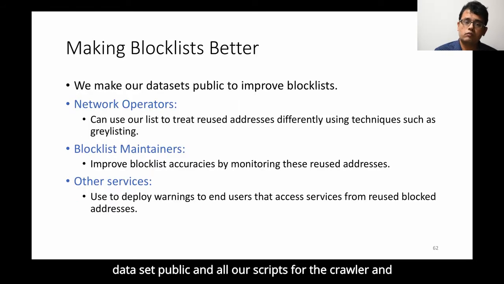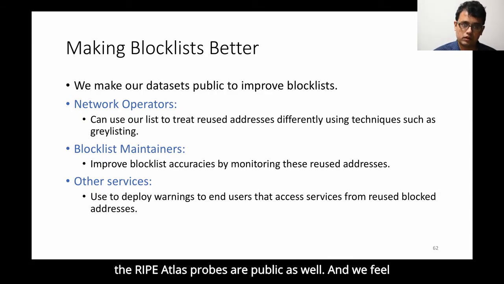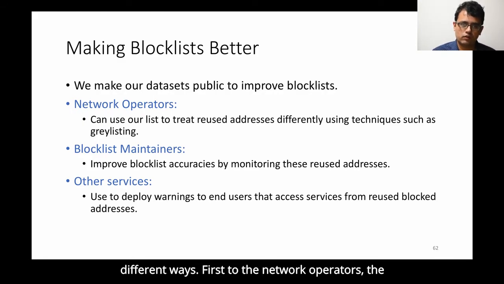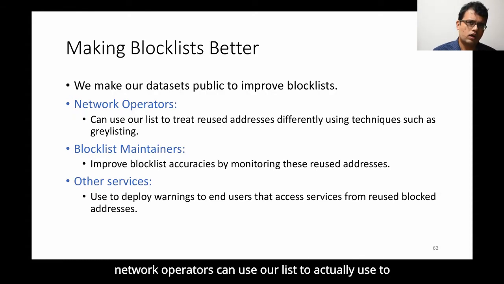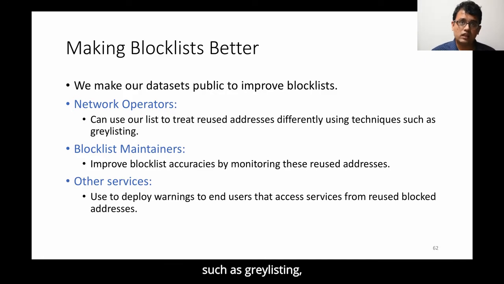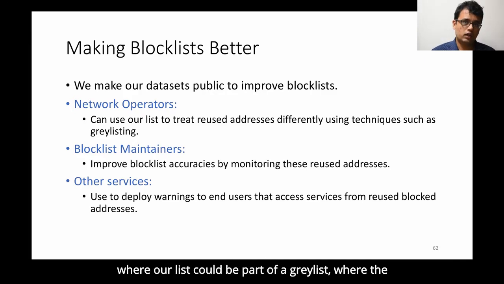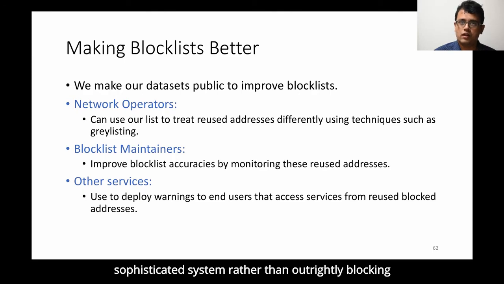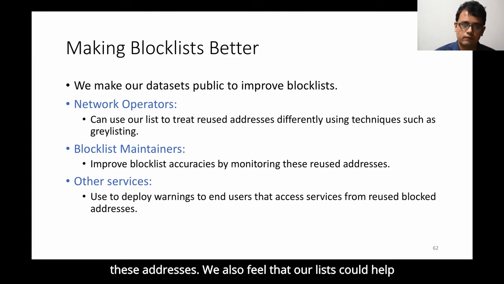We make our dataset public, and all our scripts for the crawler and the IPATLS probes are public as well. And we feel that our technique could help in 3 different ways. First, to the network operators. The network operators can use our list to build a better defense mechanism, such as gray listing, where our list could be part of a gray list, where the traffic from these sources could be diverted to a more sophisticated system rather than outrightly blocking these addresses.